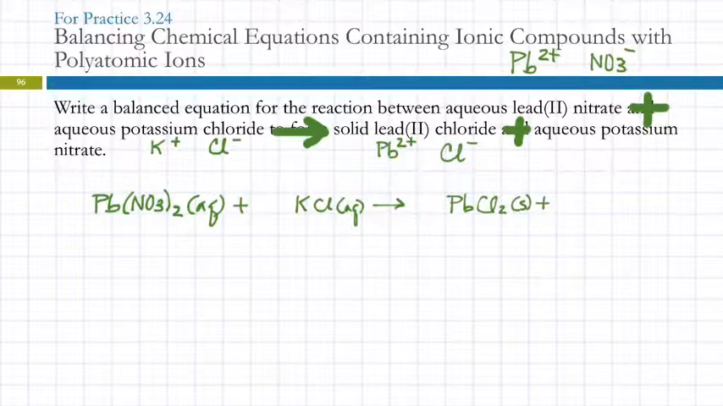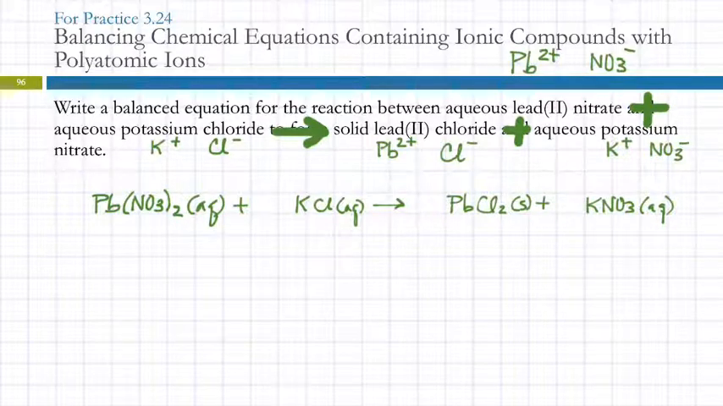And the other one, aqueous potassium nitrate, that's K+, and the nitrate NO3-. And that's aqueous. So any questions about how I got that? Writing formulas from chemical names.